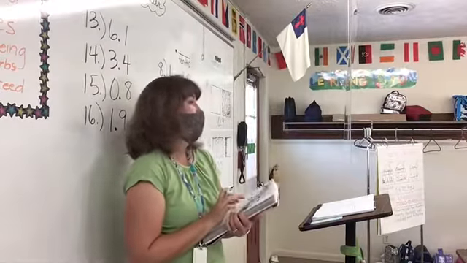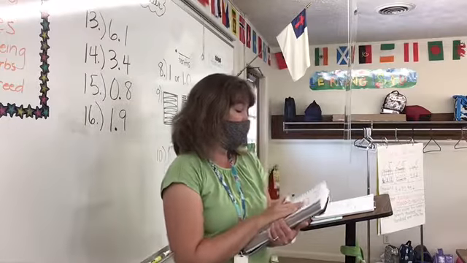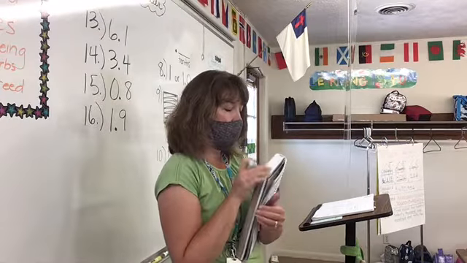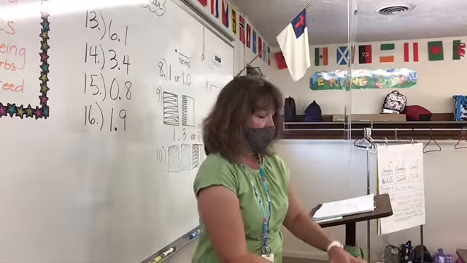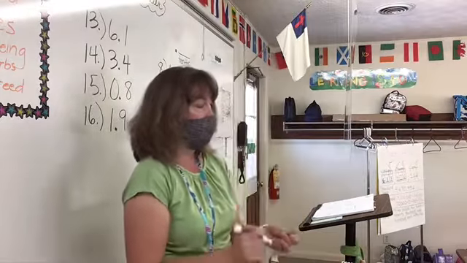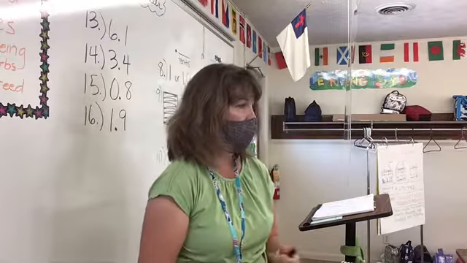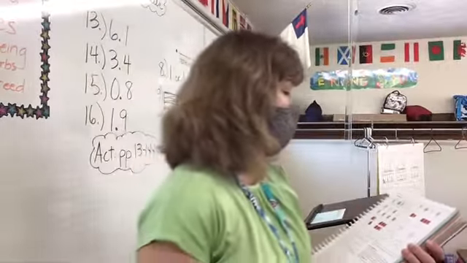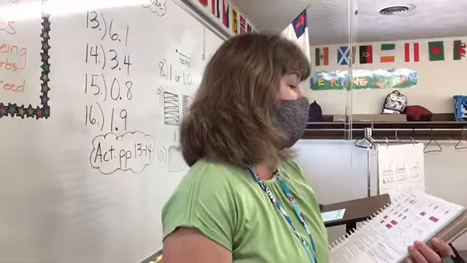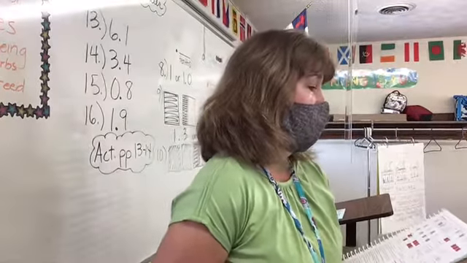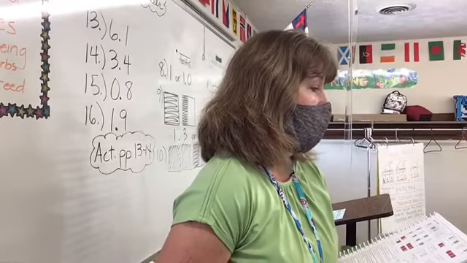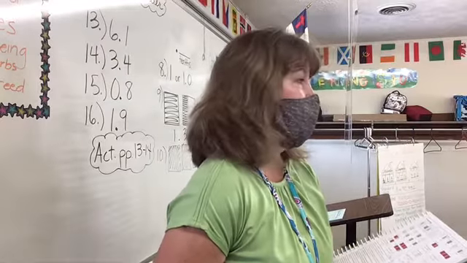Okay, so what we're gonna do, you're gonna work on the back, and I will be available if you have any questions. And then we'll check our answers in a couple minutes. Okay? So for number 1, you should have written 0.4. Number 2, 0.8.